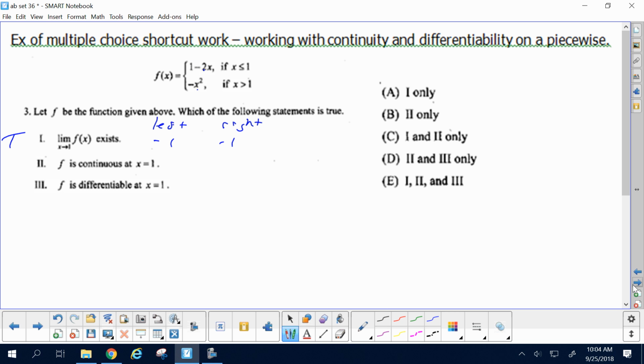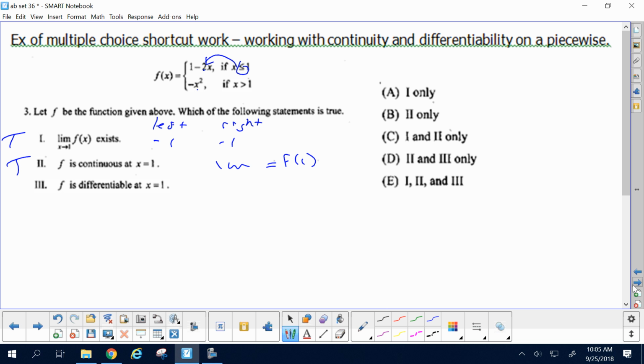F is continuous at 1. How is continuity different than just the plain old limit? What's the extra condition? For continuity, the left has to meet the right, and the point has to be the same. So, the left and the right, we know they meet. Does that equal the point itself? Does the limit equal f at 1? Yeah, it does. At f of 1, it's using this function, and we already know that's negative 1, so that's true. F is both continuous and the limit exists.